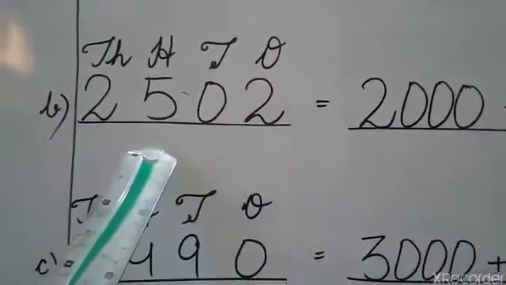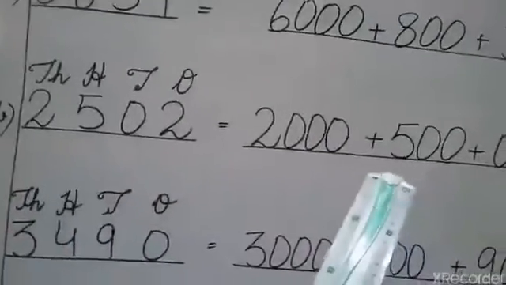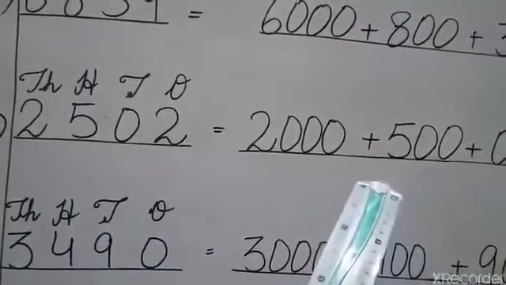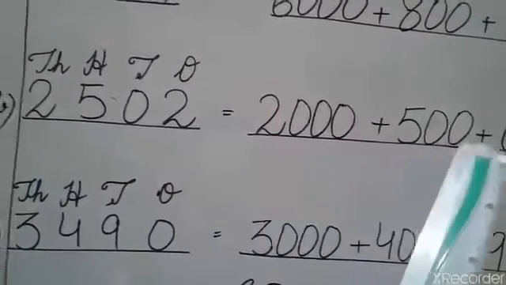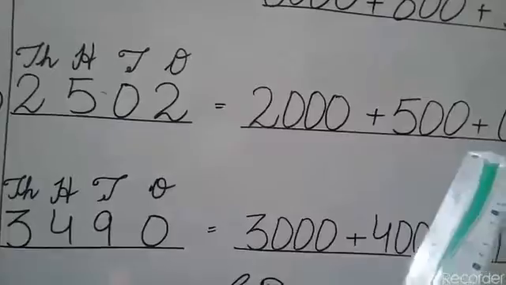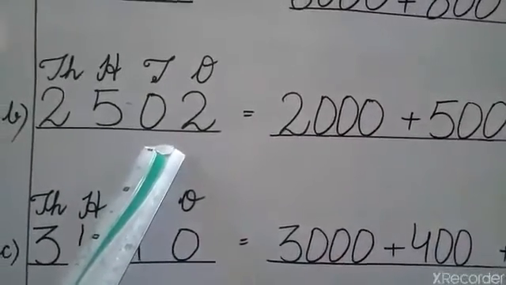Next digit is 5 and the place value of 5 is hundreds. We write 5 one time and in hundreds we have 00, so we write 500. Again we write the sign of plus. Next digit is 0 and the place value of this 0 is tens.